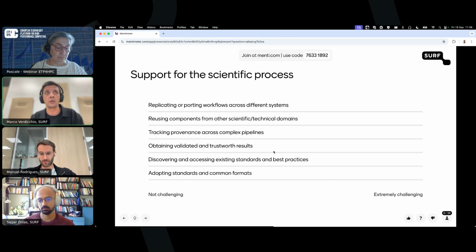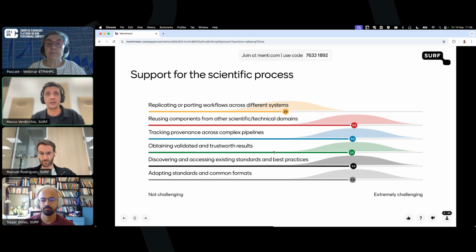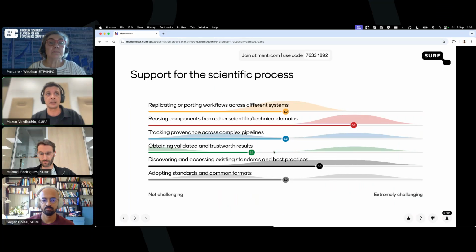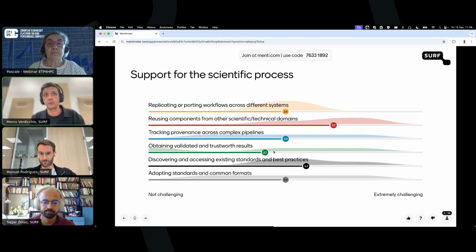In this case, for the support of scientific process topic, we see replicating and porting workflows, reusing components, tracking provenance, obtaining validated trustworthy results, discovering and accessing existing standards and best practices, and adoption of a common format.